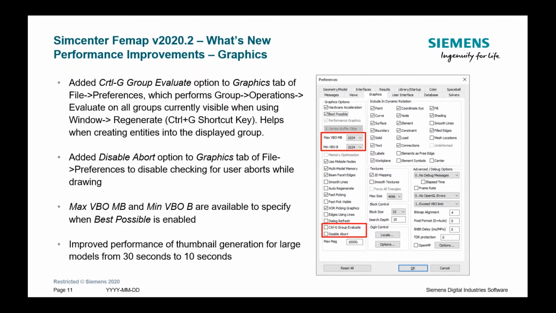For a long time when you had best possible turned on, we didn't allow you to set the VBO values there for max VBO and min VBO, even though performance graphics uses them. So we basically just upgraded them and now allow you to choose them even when you're in best possible.